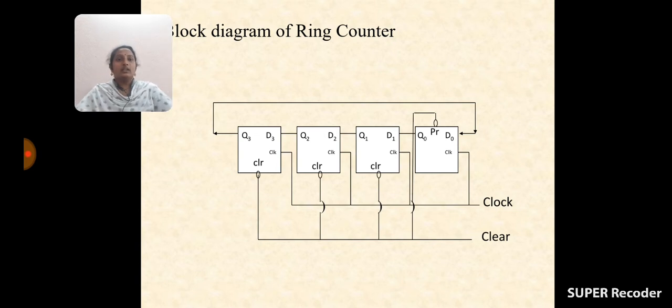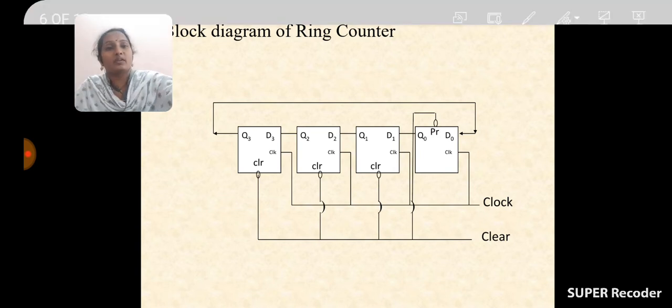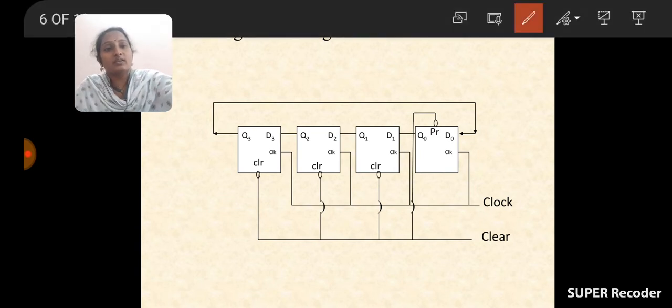And here is the block diagram of the ring counter, made with D flip-flops. Input is D, output is Q. So how many flip-flops are there? Total 4.